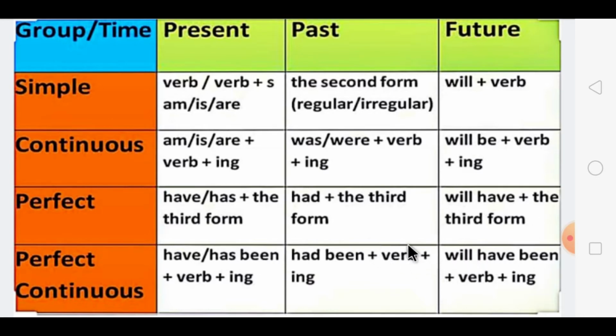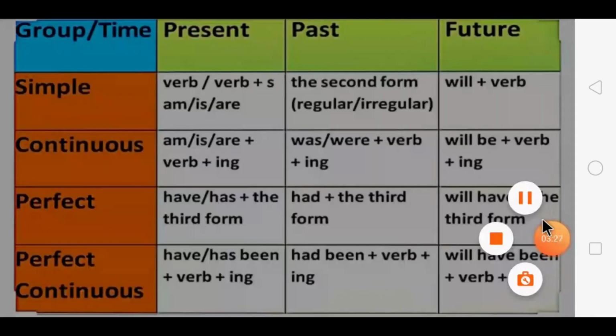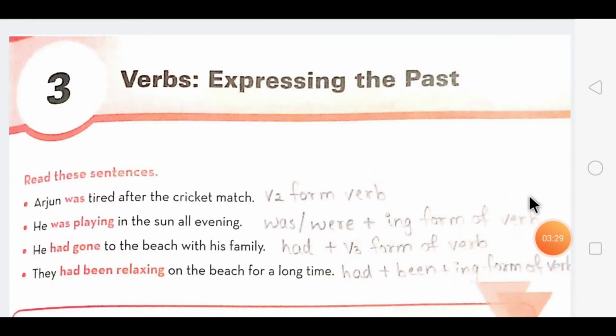Now let's begin with the textual chapter. So dear students, here we are on chapter number 3, that is verbs expressing the past. The rule chart which I have explained to you, the same thing I have noted down over here with the examples. These are the 4 sentences which are given over here with the examples of all the 4 types of past forms.